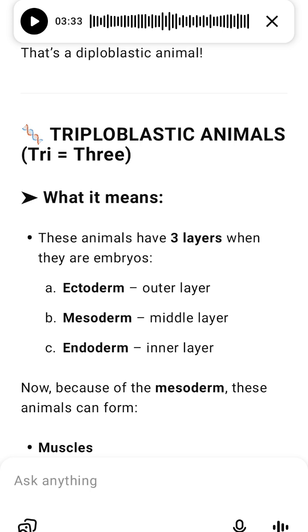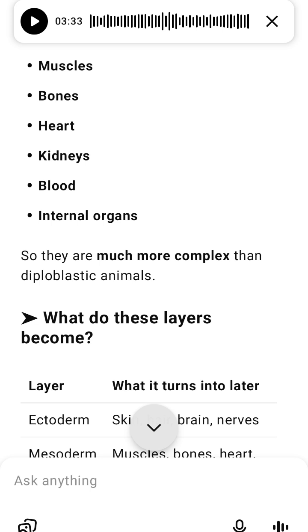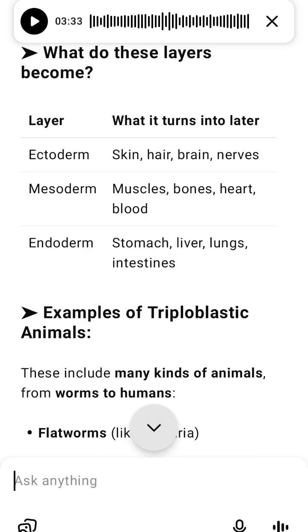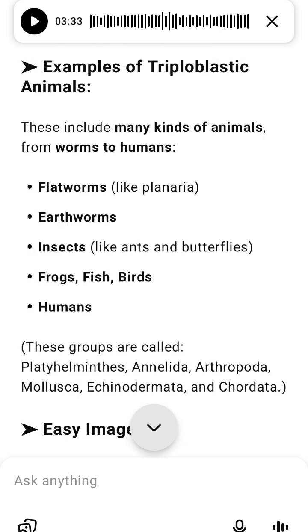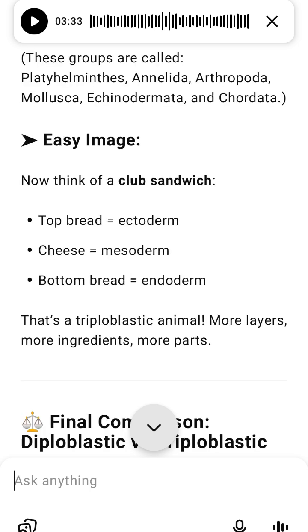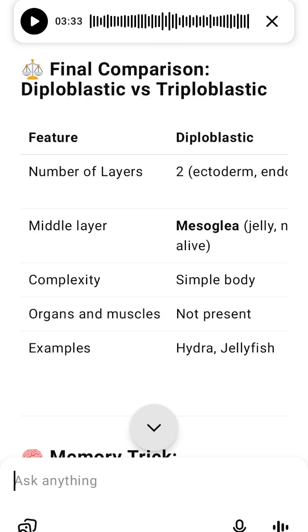What is triploblastic? Triploblastic animals have 3 germ layers. 1, ectoderm, outer. 2, mesoderm, middle. 3, endoderm, inner. These animals can make muscles, bones, and organs like the heart, lungs, kidneys, and brain. They are more complex and can have full organ systems. Examples: flatworms, roundworms, earthworms, insects, frogs, birds, humans.